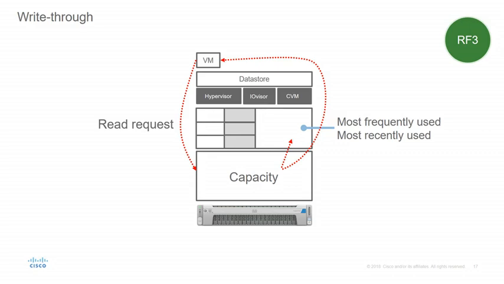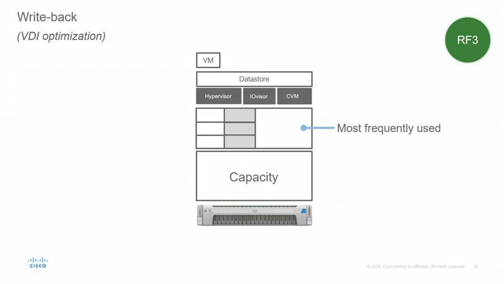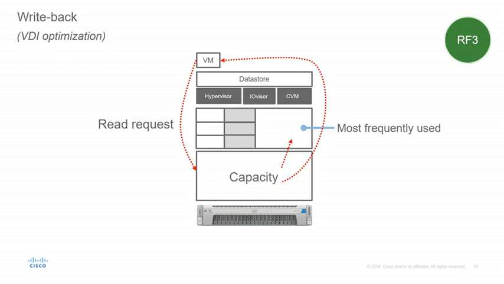There is also an option you can choose during installation which is intended for VDI deployments, and only caches the most frequently used information. This is the write-back operation and does not cache the most recently used information. It instead only caches the most frequently used information to optimize VDI performance. While the reading process is different in all-flash and hybrid, the writing process is the same for both solutions.